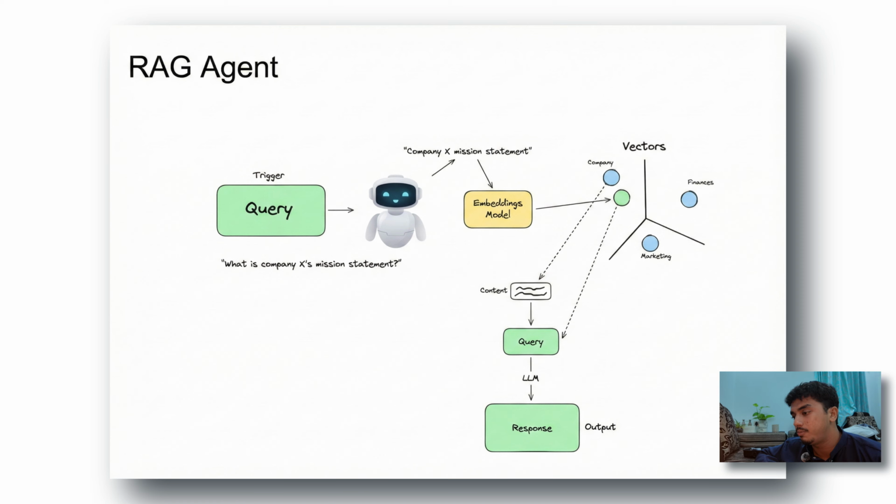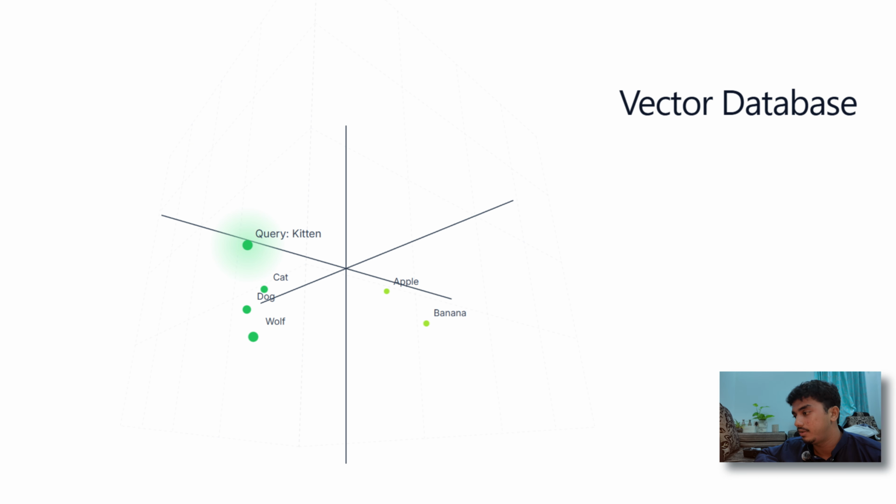From there, we pull back the company vector, because it's close to this one. We pull back the actual query that was asked in the first place, and then the AI agent uses its AI brain to generate an answer for us. In this case, it's an LLM. So that's why, back in this slide, we had the query equals kitten. That's how we know it got placed near the other animal-related vectors.